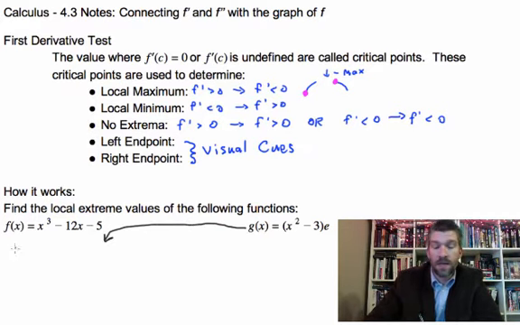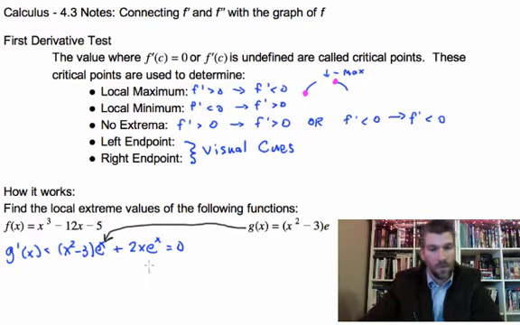The first thing I need to do is find the derivative. And in order to find the derivative of this guy, we've got to remember that we've got the product rule going on here. So g prime of x is the first, x squared minus 3, times the derivative of the second, which is e to the x, plus the derivative of the first, which is 2x, times the second, which is e to the x. I'm going to set that equal to 0.